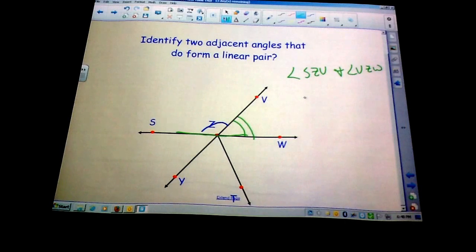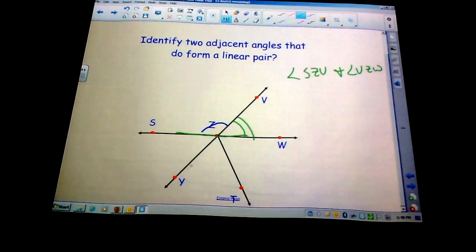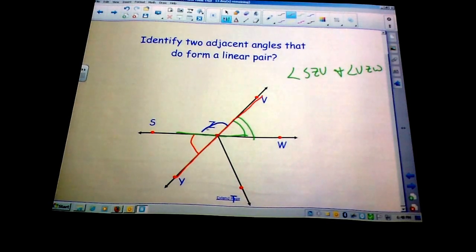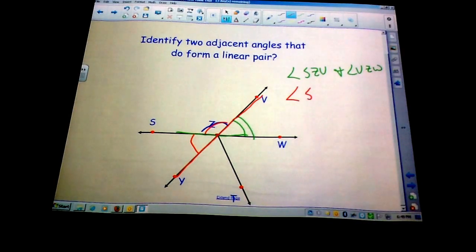I need to find another one that would form a straight line, and I see that these two angles here would make line YV, this line right here. So I'm going to list these two angles as another linear pair. I'd say angle SZV and angle YZS. I could name it the other way, but as long as I name these two angles, that would be the linear pair.